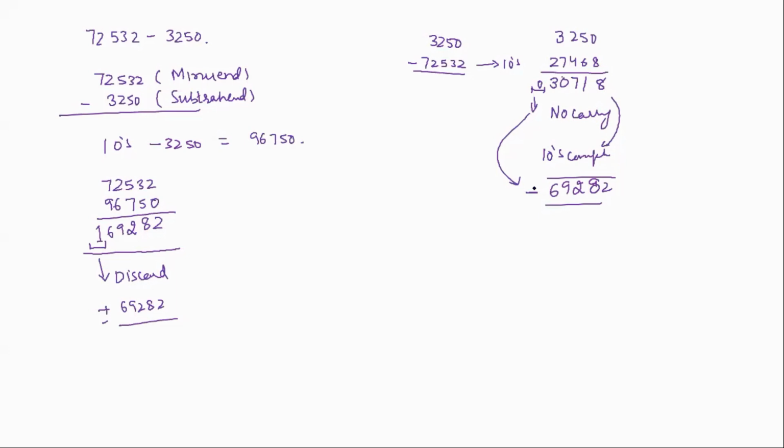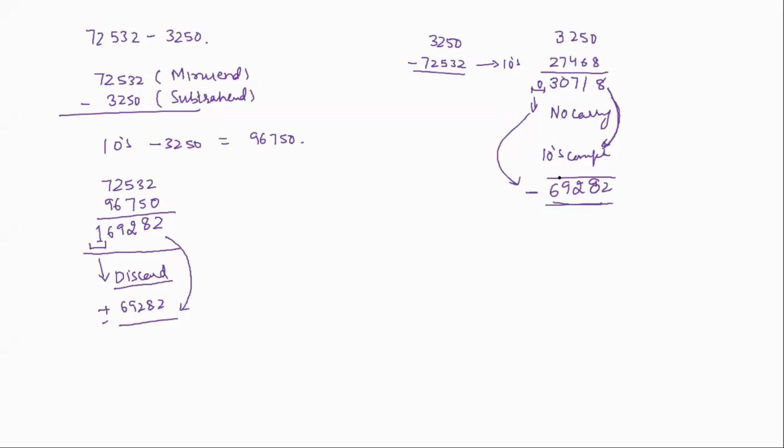So I hope you understand this thing. So here you can see carry is there. So what you have to do, discard it, and this will be your answer. Now in this particular problem, you don't have carry. So that means there is no carry. So your answer is r's complement of this. So this is base 10, so this is tens complement. So this will be your answer.